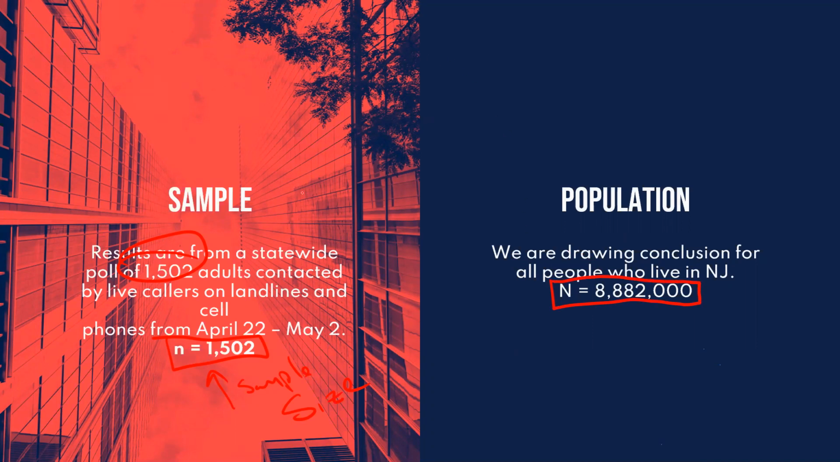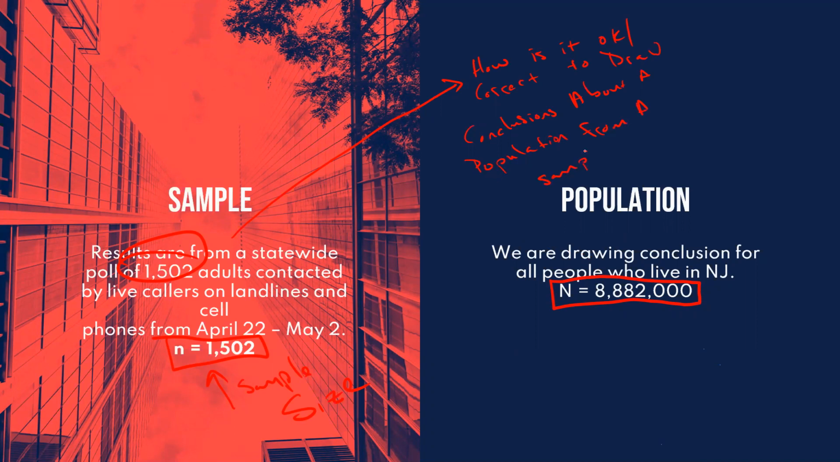And what this course is going to be about is, I want to show you how it is okay, or correct, to draw conclusions about a population, like all the people in New Jersey, just from a sample. I think it's really cool. There's a lot of good stuff going on in this class, and that's where we're driving for in the coming weeks.